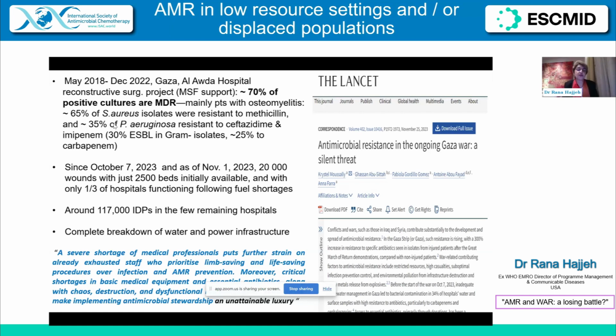From the current conflict starting October 7 and as of November 1st, they didn't have data collected systematically, but they wanted to show the burden. So basically, with only 2,500 beds, in about a 3-week period, they treated 20,000 wounds. And a third of the other hospitals in Gaza were not functioning because of the fuel shortage, as well as direct attacks. That can tell you the significant burden and why it's so difficult to ensure good antibiotic stewardship.